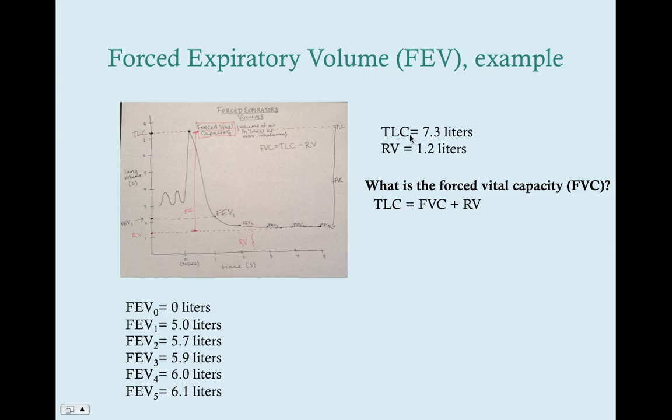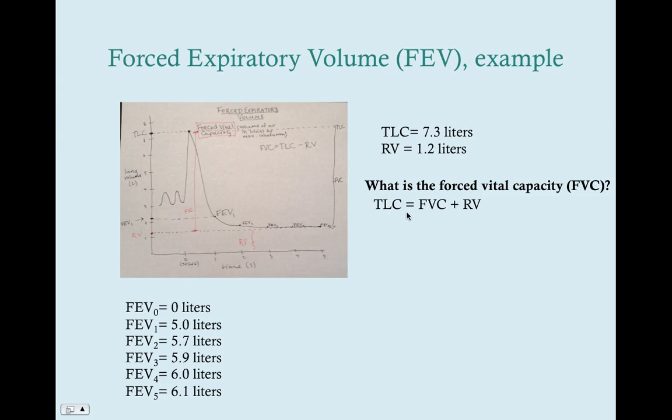So let's do a little problem here. A patient's total lung capacity is 7.3 liters, and their residual volume is 1.2 liters. What is their forced vital capacity? So we know that our forced vital capacity is the volume that we can possibly breathe out from our totally inhaled to totally exhaled.